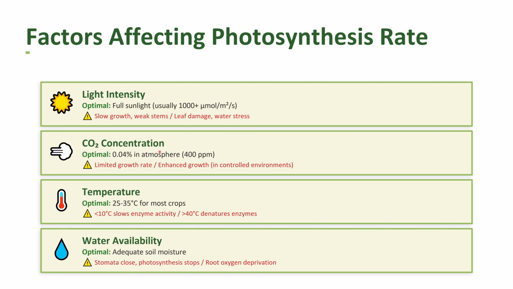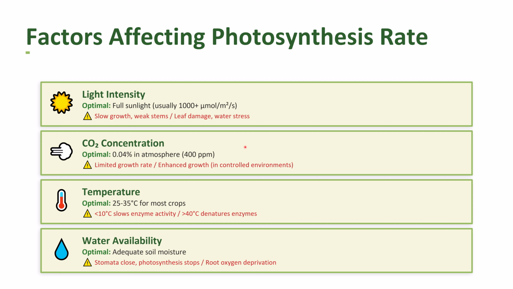Carbon dioxide concentration: optimal is 0.04% in the atmosphere, 400 parts per million. It's a way to measure very small amounts of something in a large mixture. Limited growth rate, with enhanced growth in a controlled environment.